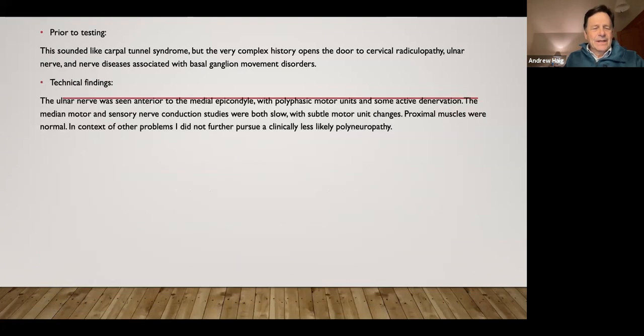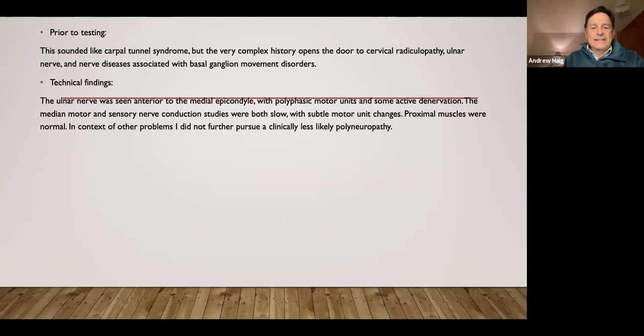Next step. Okay. Technical finding. The data table is someplace else. The ulnar nerve was found anterior to the medial epicondyle. That's kind of cool. When I was very careful, shocking and not overshocking, I found out that this person's ulnar nerve actually was on the wrong side of the medial epicondyle, right? With polyphasic motor units and some active denervation of the ulnar nerve.